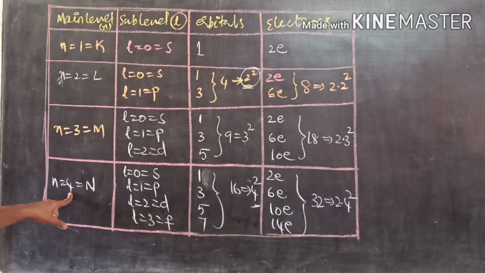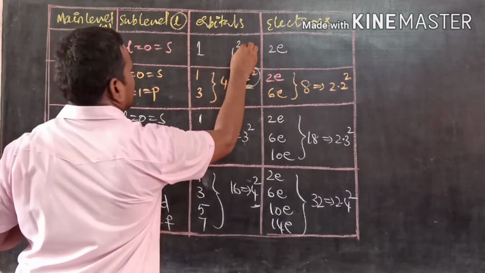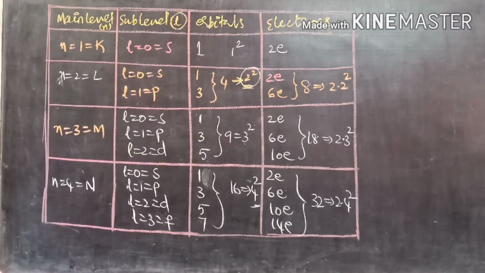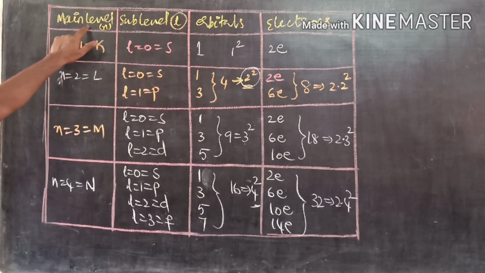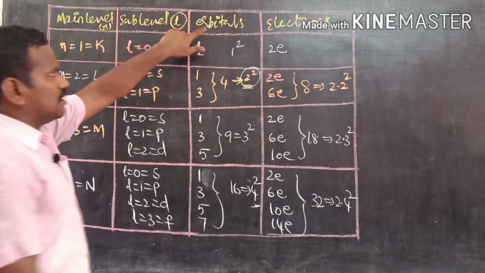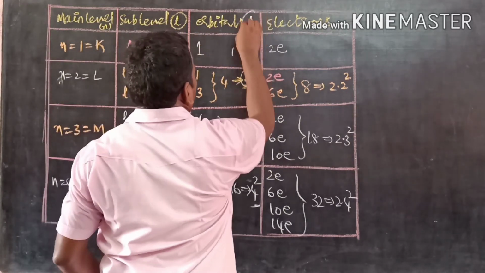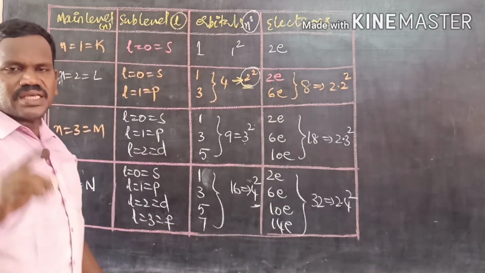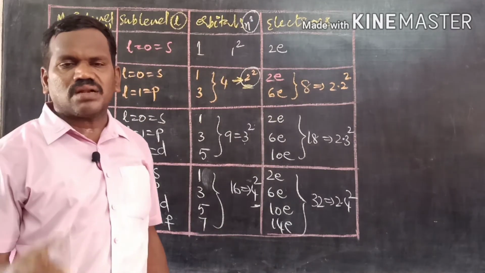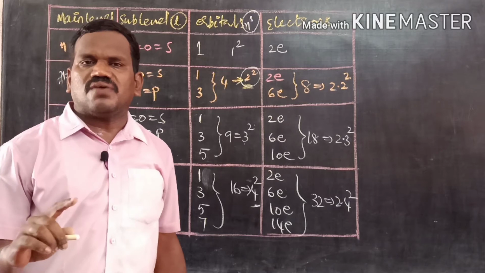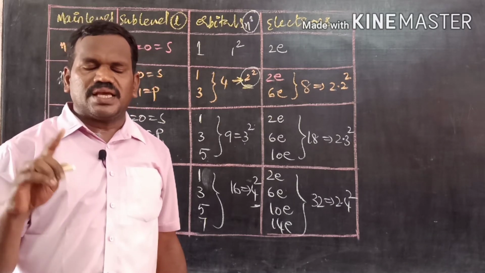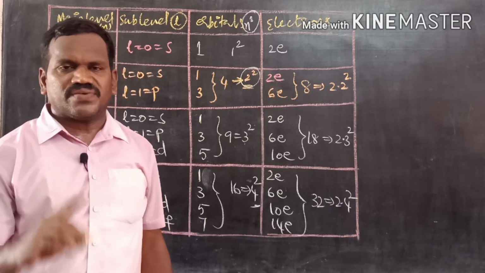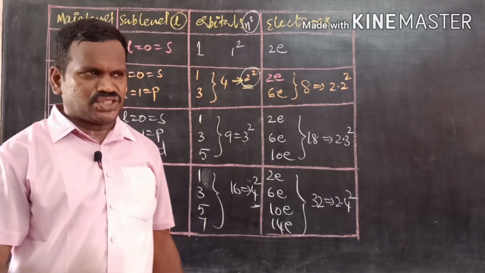Now the general representation: for main level 1, it can be represented as 1 squared. If n is the main level, the number of orbitals becomes n squared. That is, n squared is the formula for the number of orbitals present in a principal energy level, or otherwise main level or main shell.